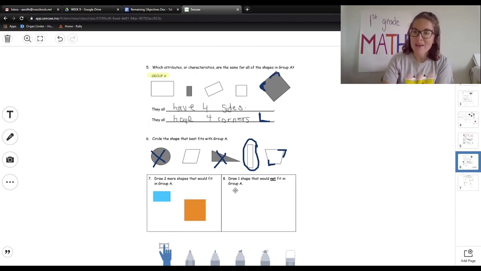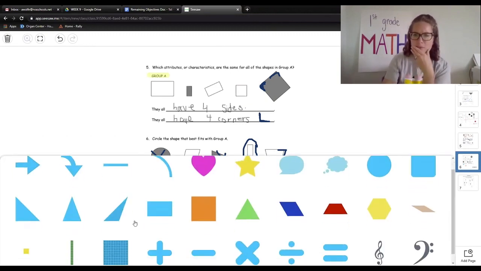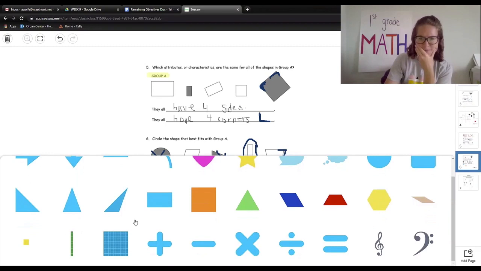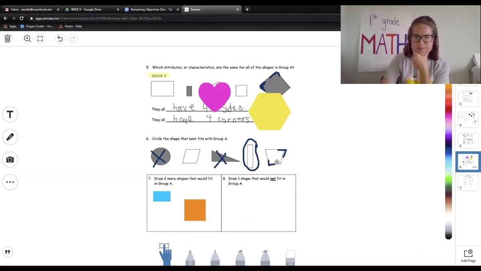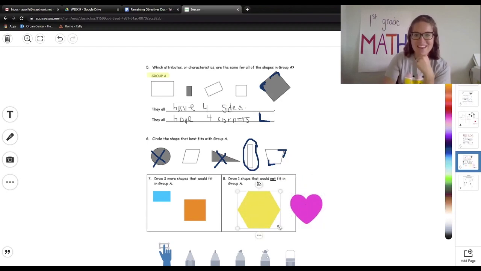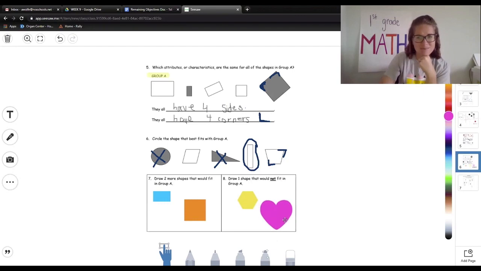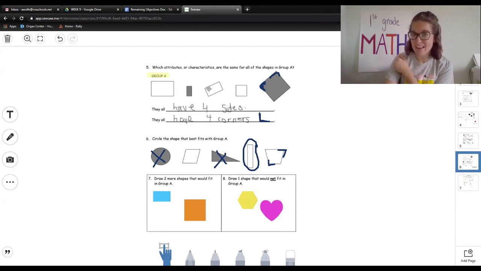Good job. Okay, now we're gonna draw one shape that would not fit. A shape that would not fit. I'm gonna actually look in here. I have some shapes over here. Let's see. What shape would not fit? Oh my gosh, I have lots of shapes. What about that? Or that? Let's see. Would that shape fit up there? No, it has a lot more than 4 sides. And this one doesn't have 4 sides either. Maybe you drew a triangle. A triangle would not fit in with this group. You guys did a great job.